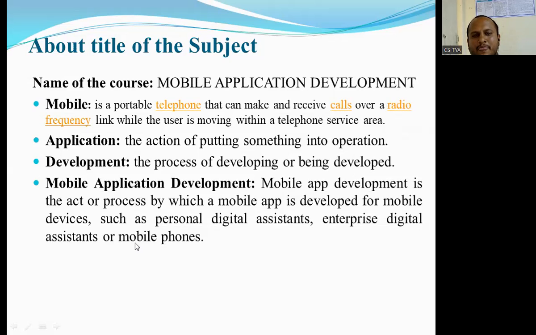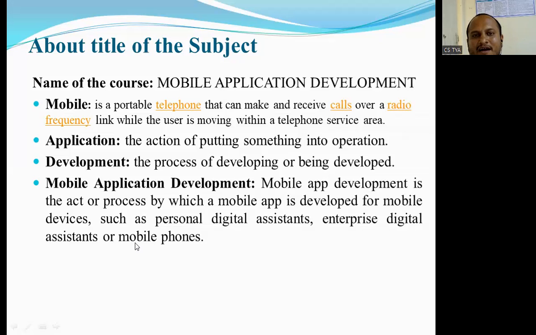Second is the application. Application is the action of putting something into operation. For example, right now companies develop banking applications. Application means we can perform some operations. For example, in banking, we can make payments: NEFT, RTGS, IMPS, or recently UPI payments. We can apply some operations on the application. This is called an application. Next is development: the process of developing or being developed.